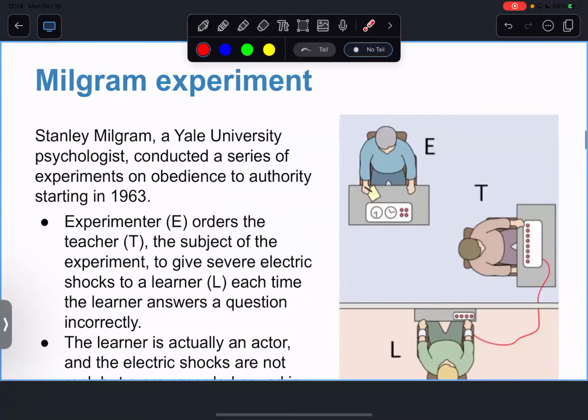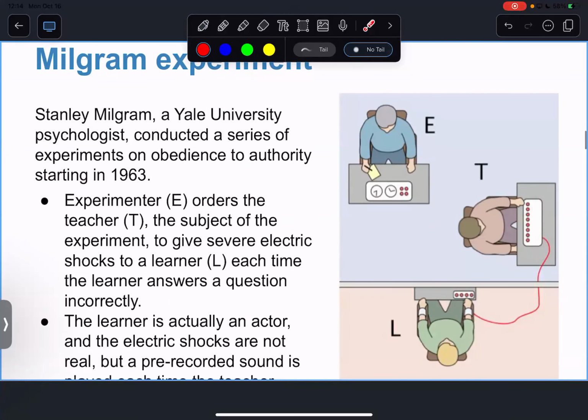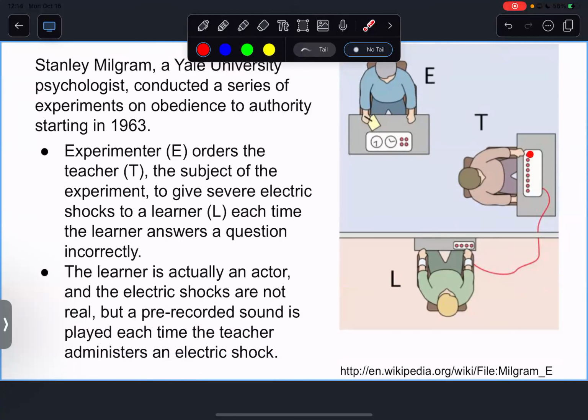It's called the Milgram experiment, and there have been tons of experiments similar to this. Stanley Milgram, a Yale University psychologist, conducted a series of experiments on obedience to authority starting in 1963. There's an experimenter, a teacher, me, and the subject, you, but they're actors actually. The experimenter orders the teacher, the subject of the experiment, to give severe electric shocks to a learner each time the learner answers a question incorrectly.